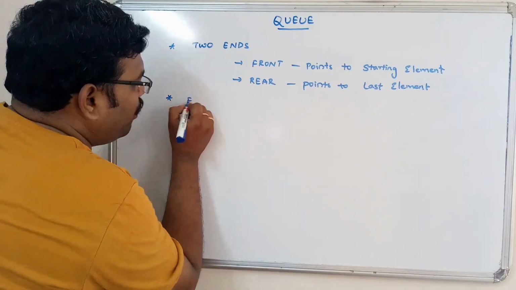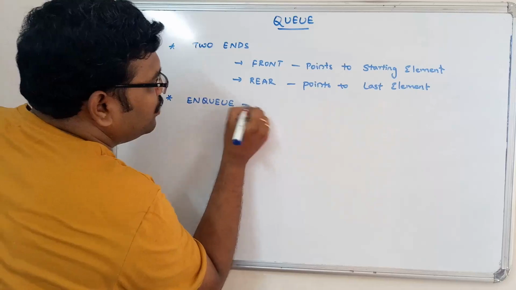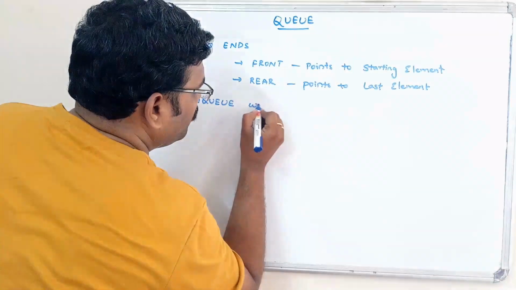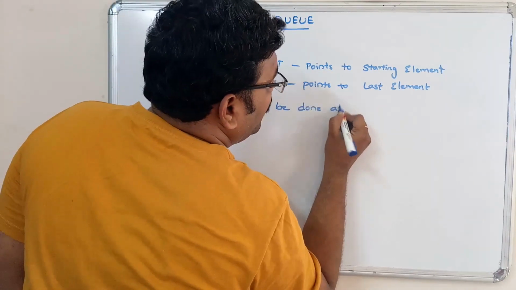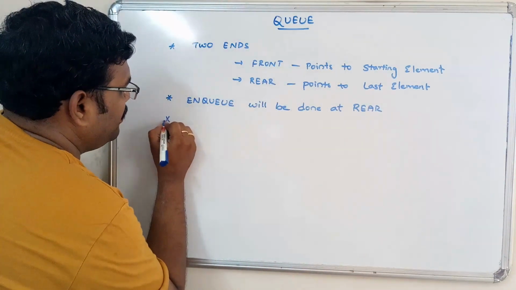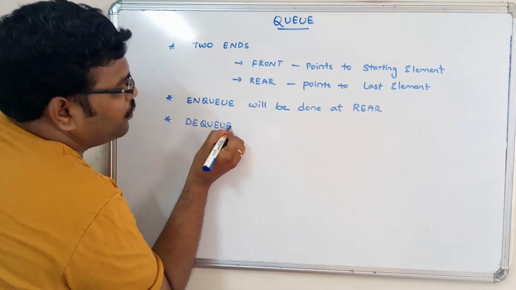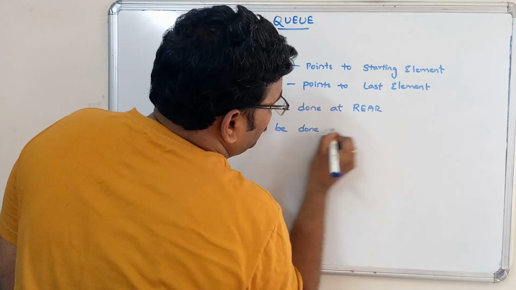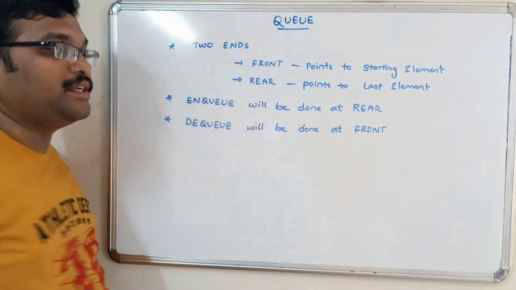Enqueue operation, enqueue means insertion, will be done at the rear end. Similarly, dequeue will be done at front. That's the only difference.